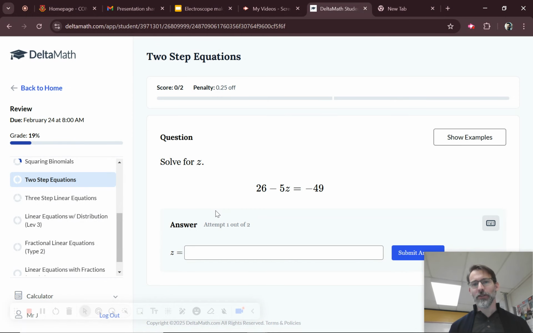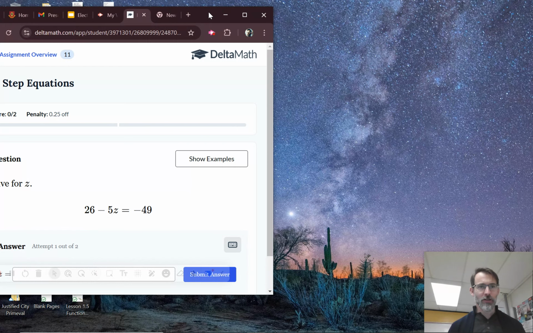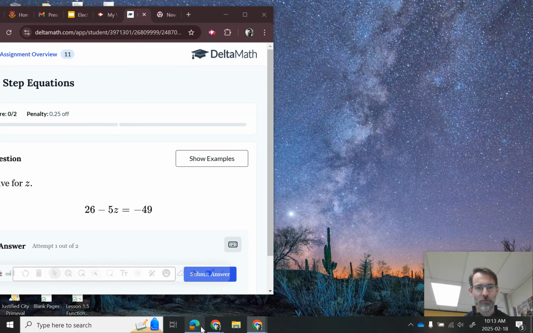Okay, now let's do some two-step equations. One way to do these is to copy them out. So I'm going to do it this way. Move this over here, there, and then move my paper.